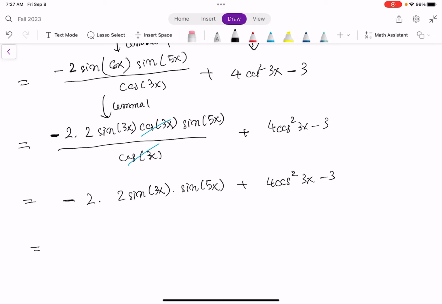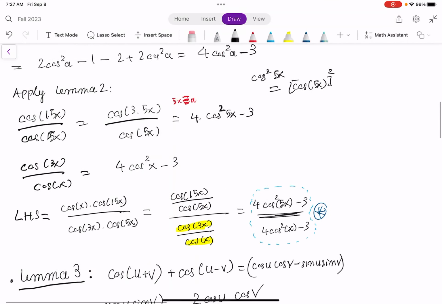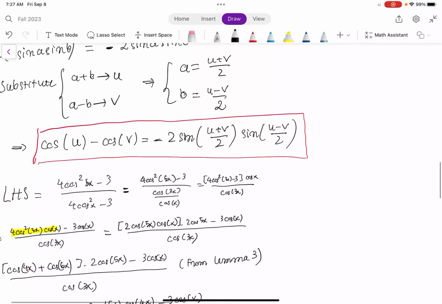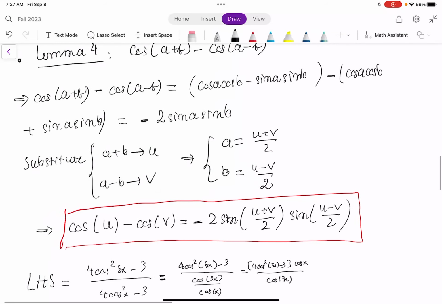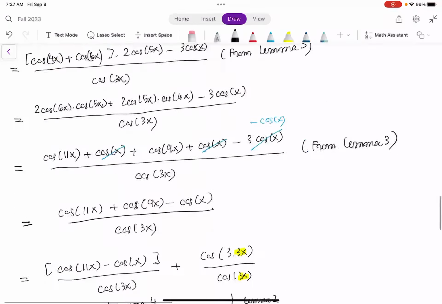So this is 2 sine times sine together, right? And I think we have an expression for that. Yeah, okay, here we go. It's a little bit more subtle, but it's from lemma 4, the one I highlighted in yellow. So negative 2 sine of 2 things together is the subtraction of the cosines, right? The cosine of the sum subtracted by the cosine of the difference. Okay, so we apply lemma 4 again.